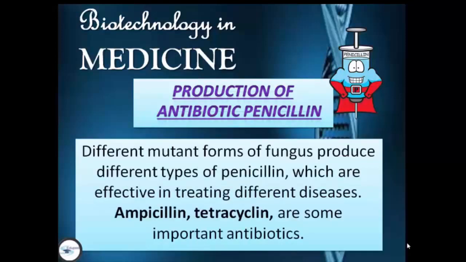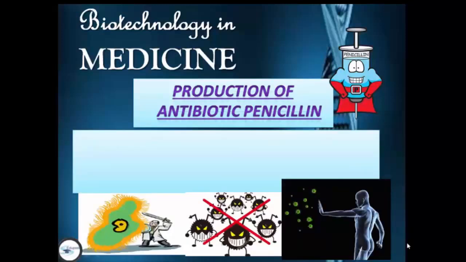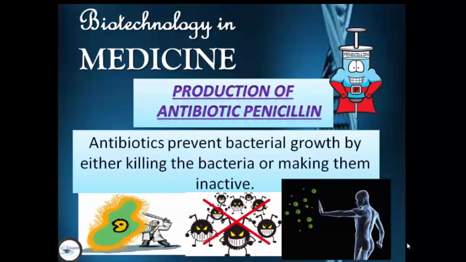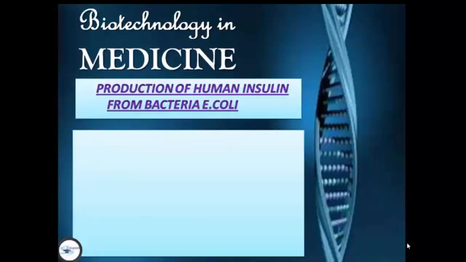Also, different mutant forms of the fungus produce different types of penicillin, which are effective in treating different diseases, like ampicillin, tetracycline, and some of the other common important antibiotics. Antibiotics prevent bacterial growth by either killing the bacteria or making them inactive.